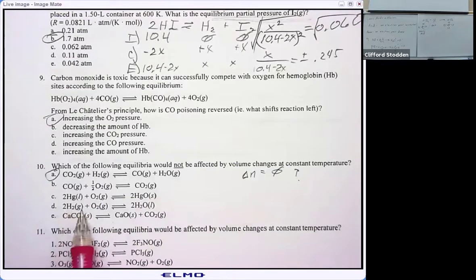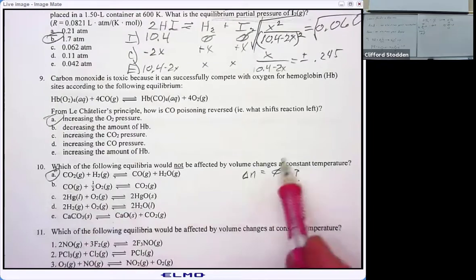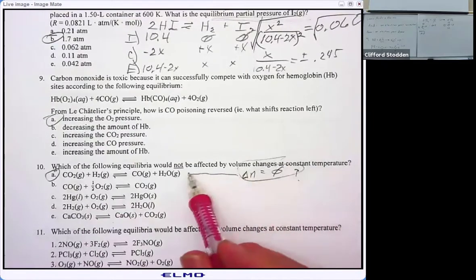Here you have 2 plus 1, you have 3 on the left and no gases on the right. So that wouldn't be the answer. And here you only have a gas on the right. So that also would be affected. So it's just A that has the delta N equal to 0. That one.